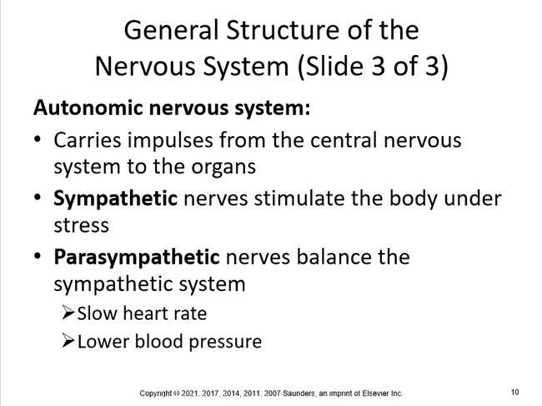Now, I'm sure you've heard of fight or flight or rest or digest, and you've also heard of the autonomic nervous system. So the autonomic nervous system carries impulses from the central nervous system to your organs. Sympathetic, which is your fight or flight, nerves stimulate the body under stress. So if you see a bear, you're going to either fight that bear or you're going to run away from that bear. Parasympathetic nerves balance the sympathetic system.